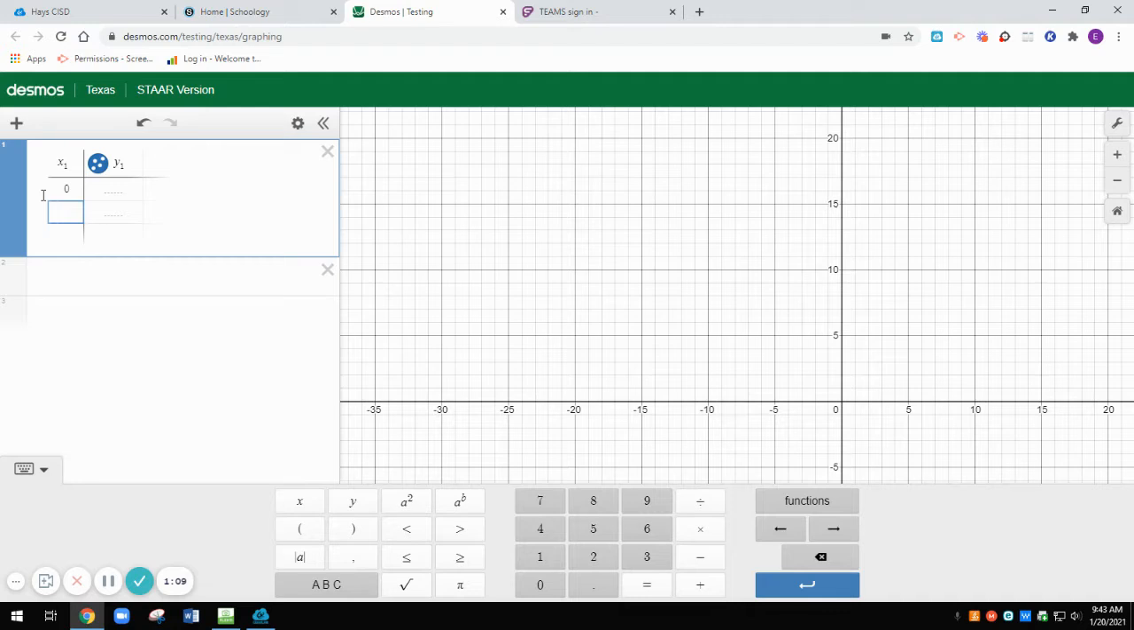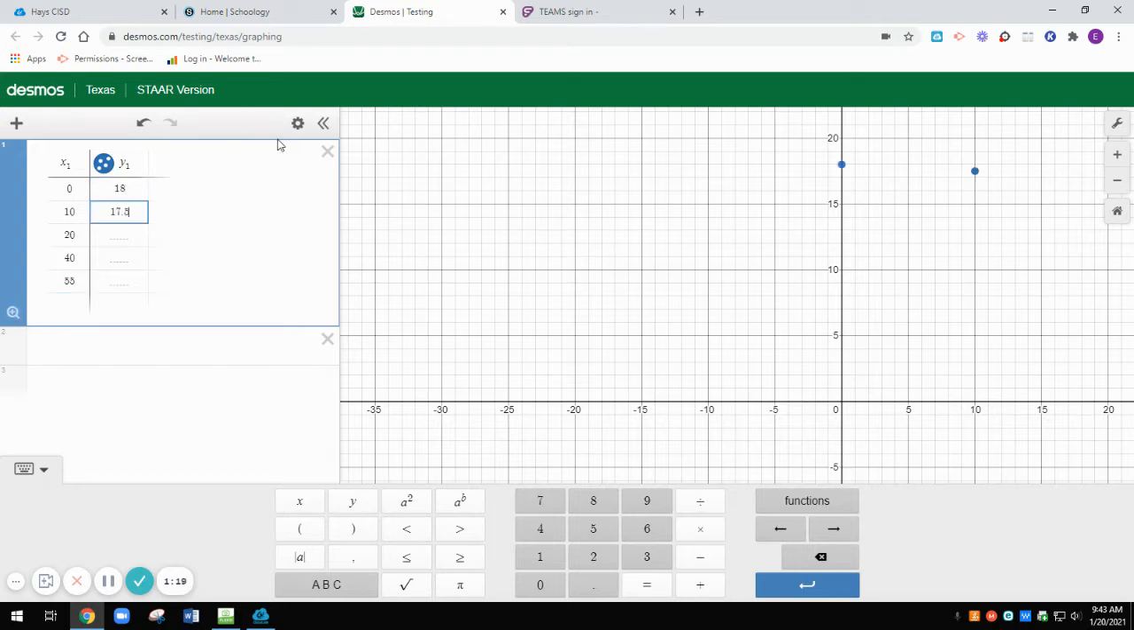So we have 0, 10, 20, 40, 55 as our x values. Then our y values are 18, 17.5, 17, 16, 15.25.